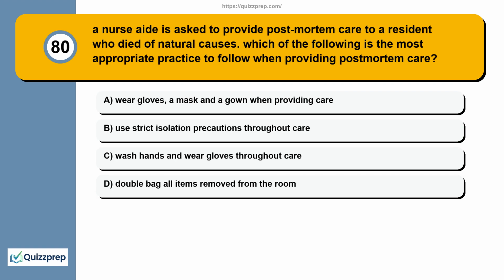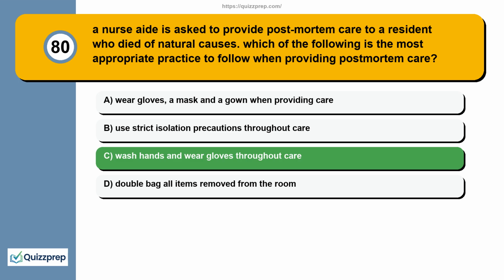Question 80. A nurse aide is asked to provide postmortem care to a resident who died of natural causes. Which of the following is the most appropriate practice to follow when providing postmortem care? Option A, wear gloves, a mask and a gown when providing care. Option B, use strict isolation precautions throughout care. Option C, wash hands and wear gloves throughout care. Option D, double bag all items removed from the room. The correct answer is option C, wash hands and wear gloves throughout care.